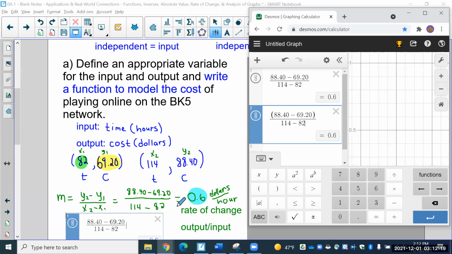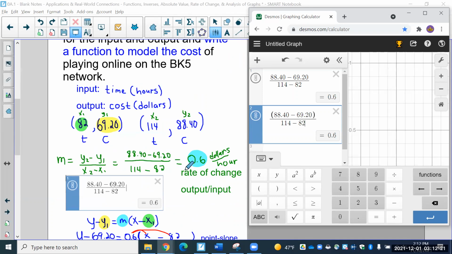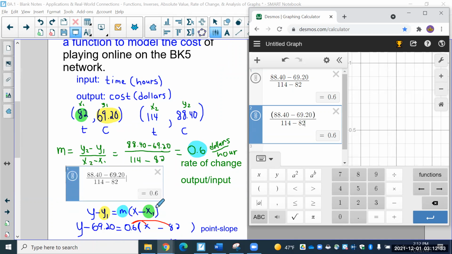But this equation wants me to write a model. So I have my rate and I have my point slope. So all I have to do to use point slope is put the rate where the M is, put the X1 where the X1 is, put the Y1 where the Y1 is, and that's my point slope equation.